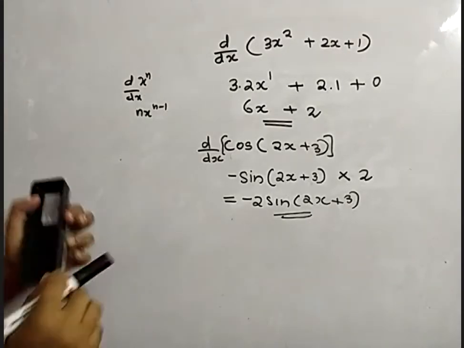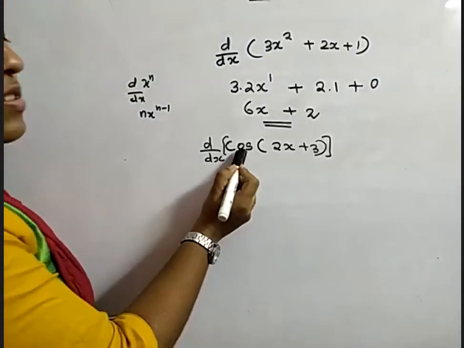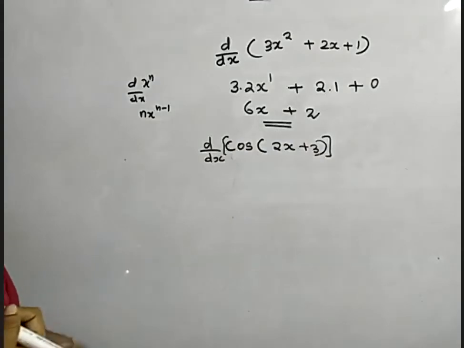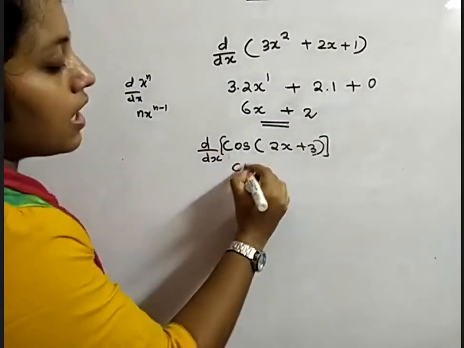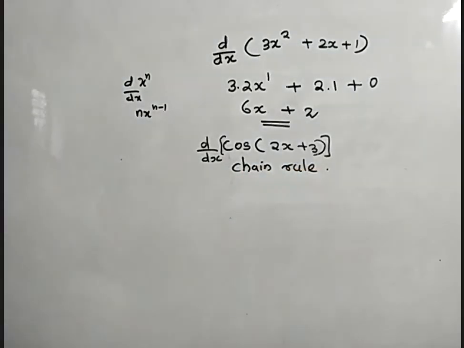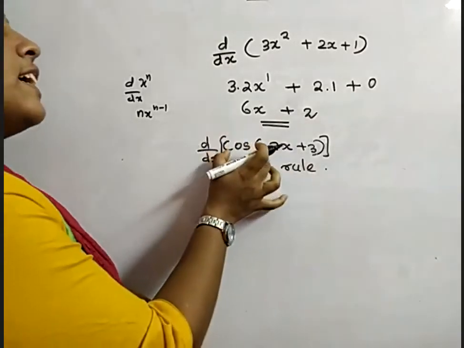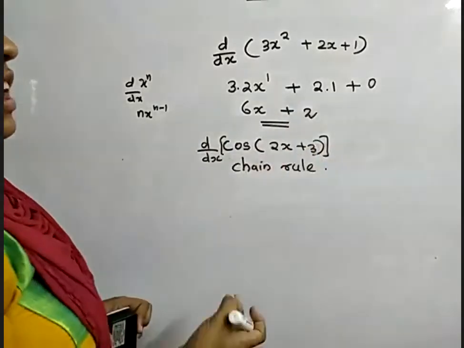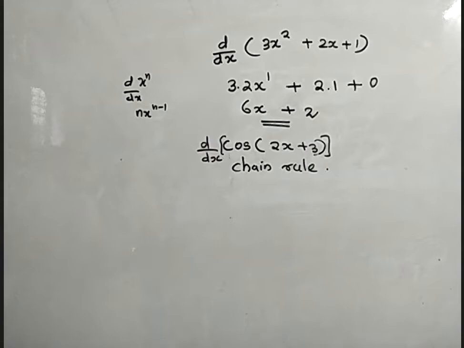See Umesh, here we have a function. Cos is a function now, and we have a function inside that also. So in this case, we need to apply a rule known as the chain rule. Now, what is the chain rule? Chain rule means first we take the derivative of the outer function, then we take the derivative of the inside function. If inside that we have another function, we need to take the derivative of that also. Understood? Okay.